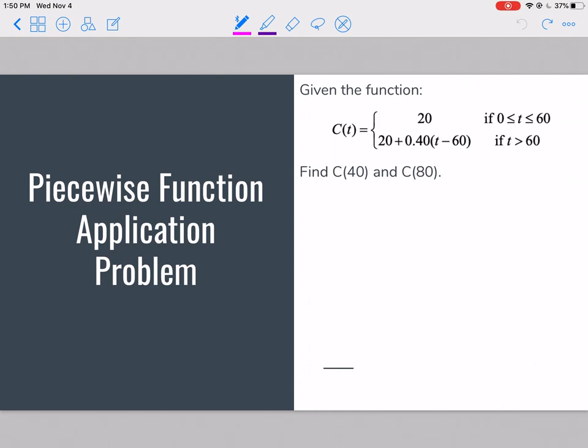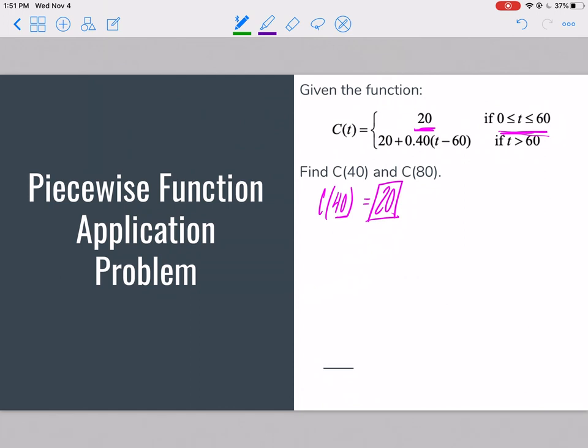So if we plug in c of 40, we still need to evaluate what part of the domain 40 is in. Is it between 0 and 60, or is it greater than 60? Well, 40 is between 0 and 60, so we're going to use this top equation, c of t equals 20. There's no x here, and we can't plug in an x, it's just a constant. No matter what, c of t equals 20 between these values, so c of 40 also equals 20.